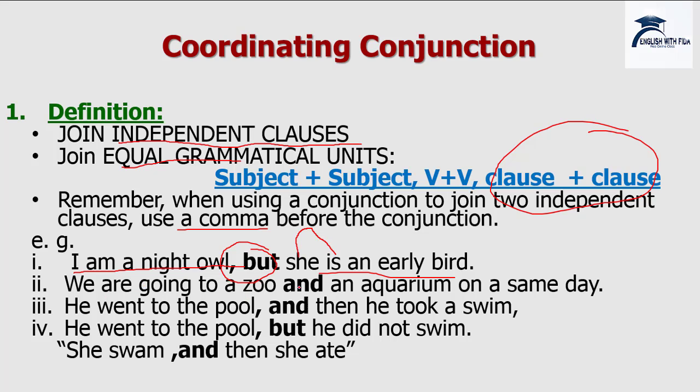We are going to a zoo and an aquarium. Here a zoo and an aquarium are being combined, so no need to use a comma. He went to the pool, comma, and then he took the. So on either side you can have clauses. So and is a conjunction and a comma is written. He went to the pool but he did not swim. Again we have two clauses on either side, so a comma will be used. She swam, comma, and then she ate. So in either case you can see, if there are clauses on either side, we will use a comma before a conjunction. But if we are connecting a word or two words together by using and, no need to use a comma.